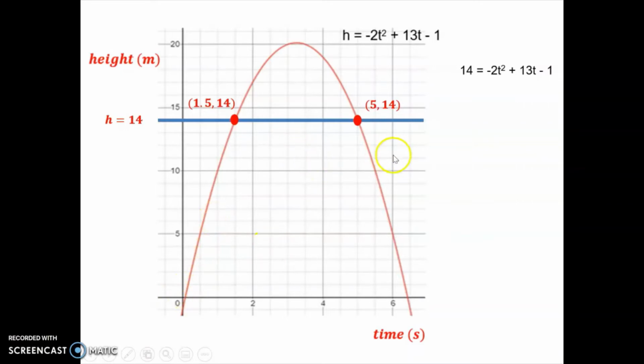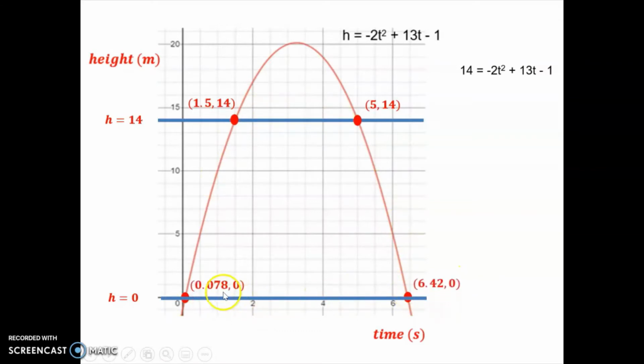Now my next question for you is, what do these 2 points represent? Explain those in your own words. Okay, I hope you said those are the points where the ball is on the ground, because at that point, the height is 0. If we draw a horizontal line here, the height is 0. Those are the 2 times the ball's on the ground. So when it's first kicked, goes up, and then when it lands again.